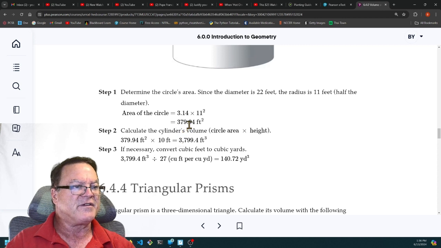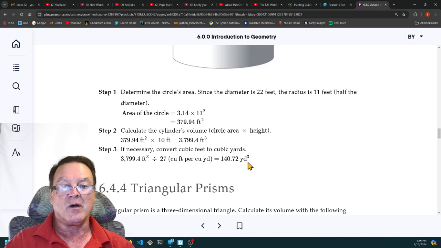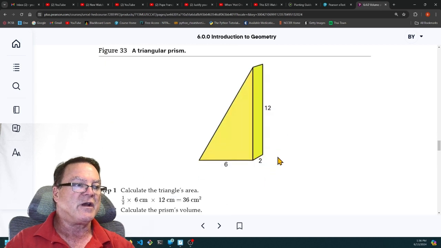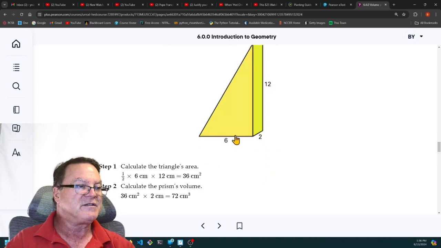There you go, 379.94, and then they multiplied it times 10, and they got 3,799.4 cubic feet. Very good. It says if necessary, convert cubic feet into cubic yards, because when you buy concrete, you actually buy it by the cubic yard. So they divided by 27 and got 140.72 cubic yards of concrete. Very good.